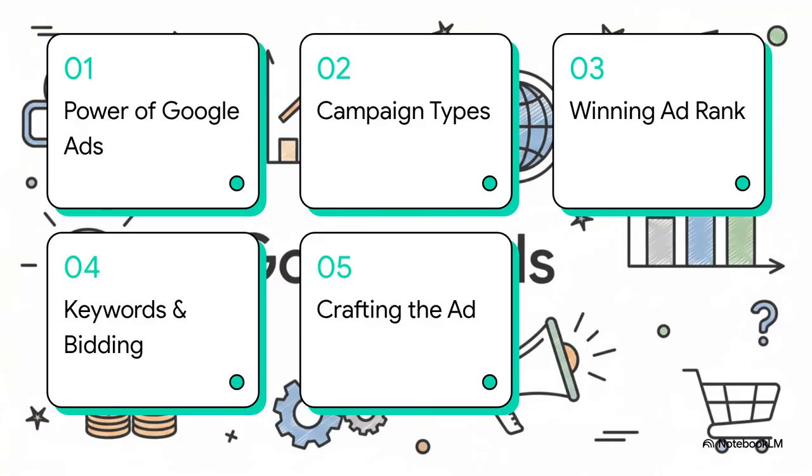So, here's our step-by-step playbook for today. We're going to breeze through the power of Google Ads, choosing your campaign type, winning the ad rank, mastering keywords and bidding, and finally, crafting the perfect ad. Let's get right into it.